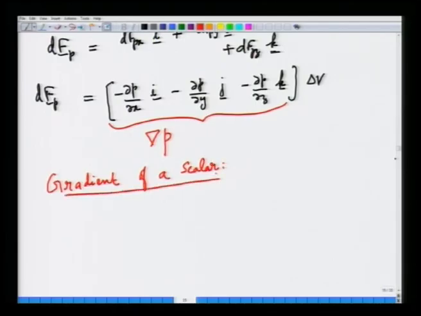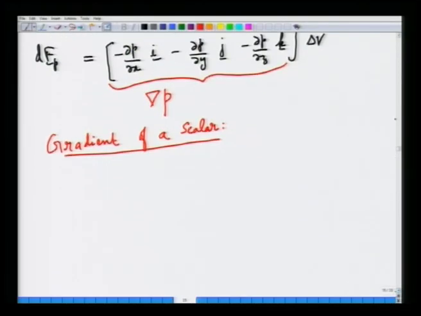So, let me just take 2 minutes to explain this before I discuss the physical significance of the result that we have just derived. So, let me just rewrite this. dFp is minus del p times del v. Okay. So, what do you mean by gradient of a scalar?